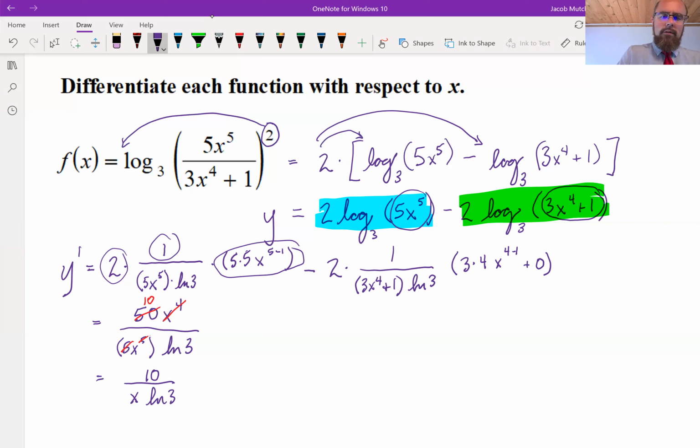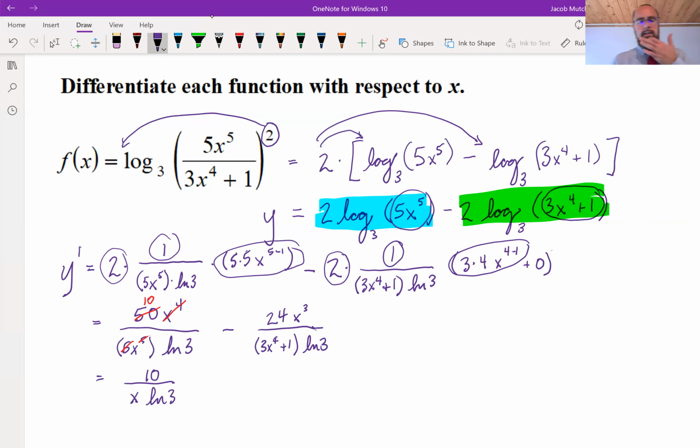Our second term, let's make the initial simplification into a simple numerator-denominator setup. So it's going to be 2 times 1 times, I'll let the 0 fade away, 3 times 4 is 12, x to the power of 4 minus 1 is 3. So that's going to reduce down to 24x to the power of 3 all over 3x to the power of 4 plus 1 times the natural log of 3.